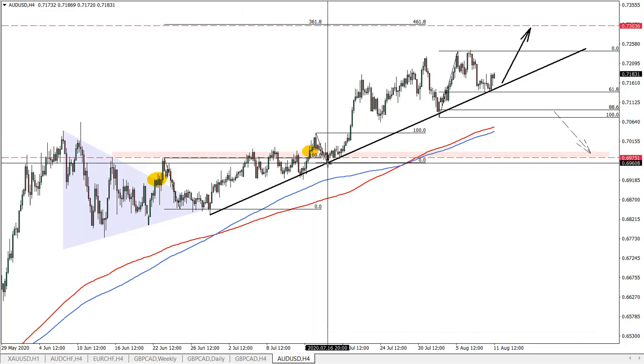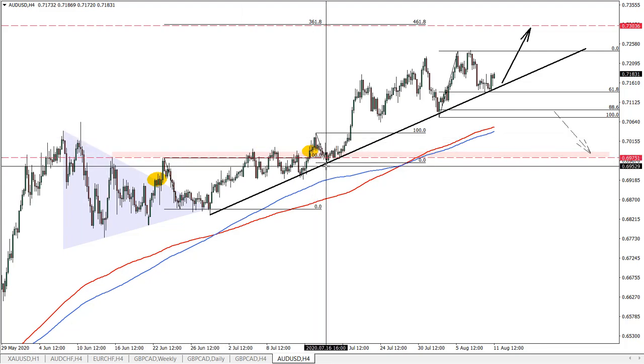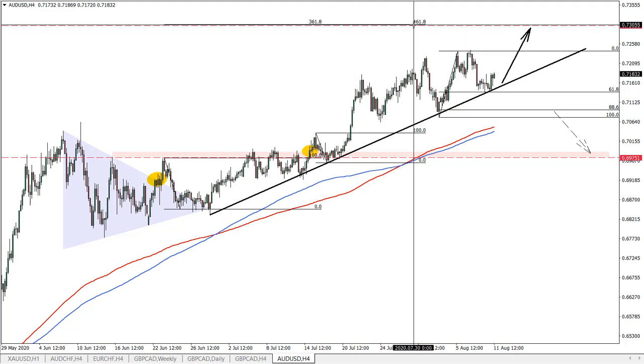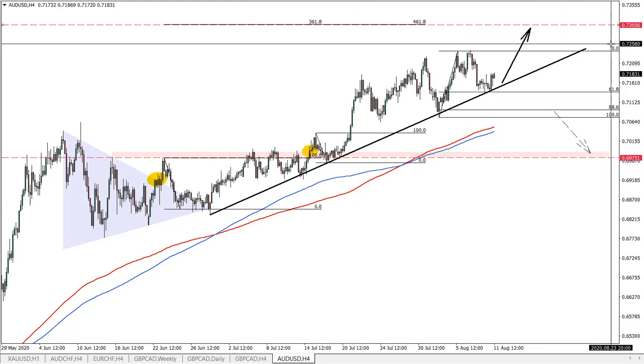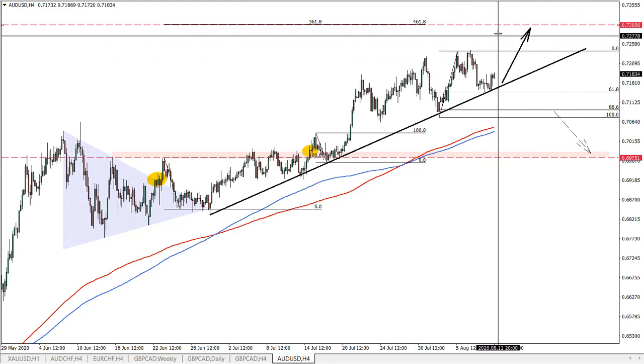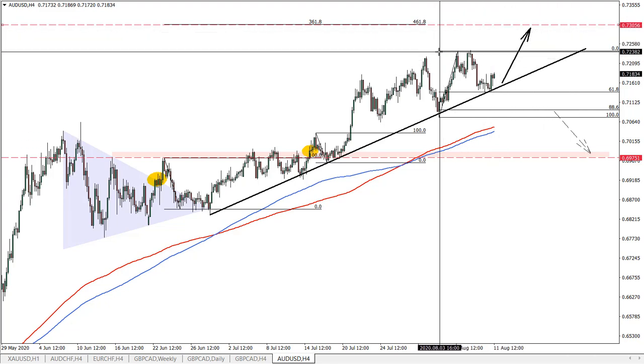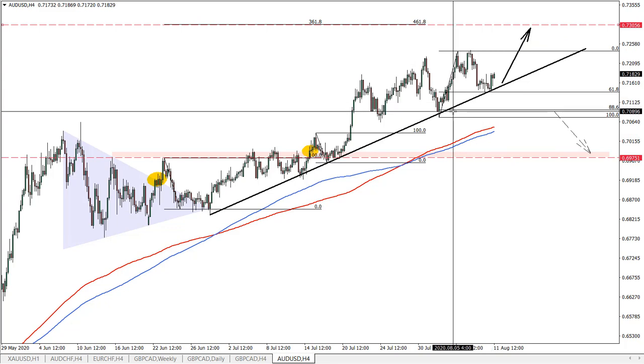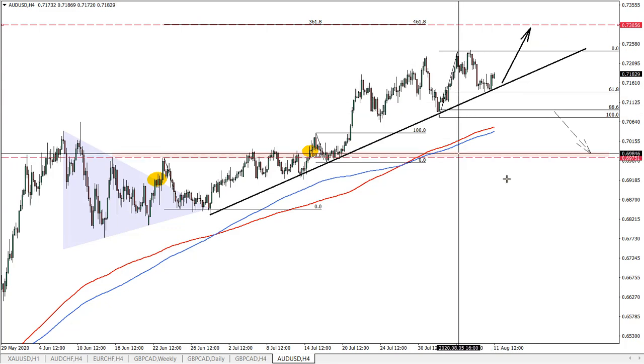This was the breakout which I used to apply another fibs. So we have 461 and 361 at the very same level. It exactly corresponds one-on-one to 0.7305, and this could be the key resistance for the upside move on the Australian versus United States dollar.